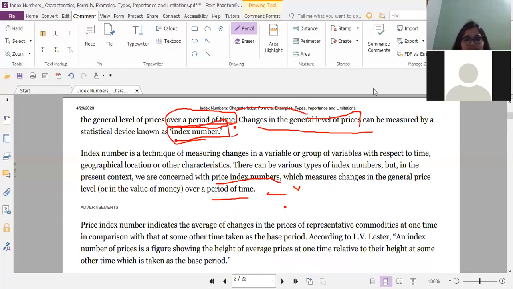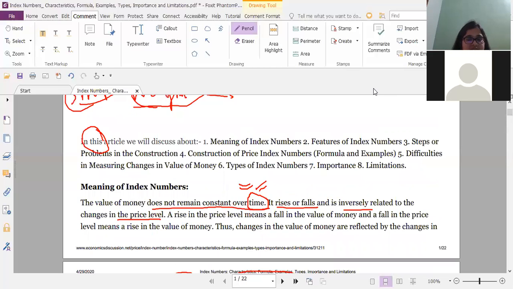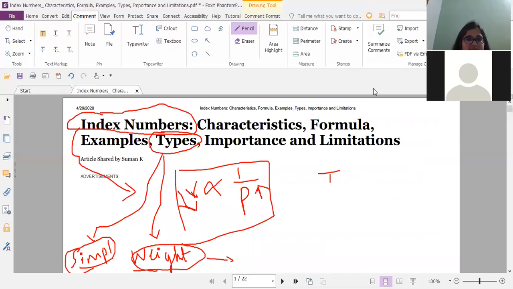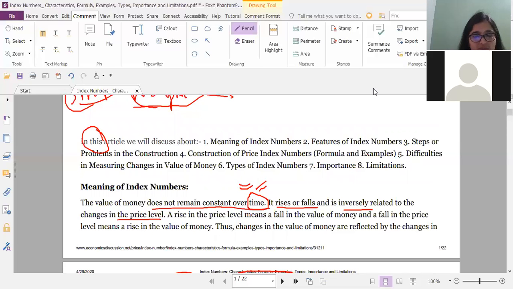Okay, we'll just quickly have a glance over whatever we've studied. Index number. This is a very important topic. You should not miss out on this topic, okay? Read it well. Okay, we saw the meaning of it. We saw how the value of money changes with the prices, right? And it all happens over a period of time. Period of time is very important.